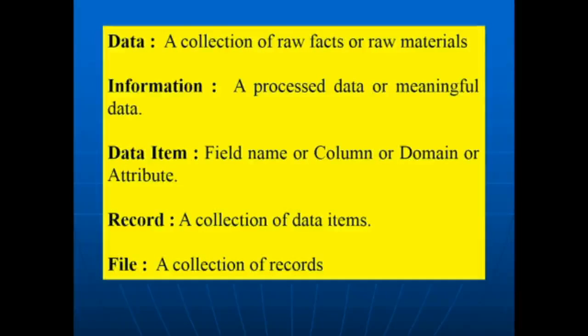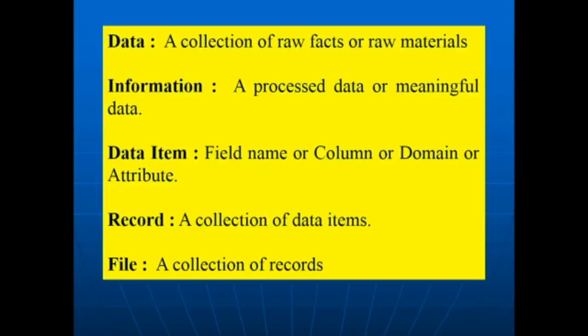Data is a collection of raw facts or materials. Once data is processed, the data will become meaningful data. That is going to be information. Then data item. Data item is a field name or column name or domain or attribute. For example, if you are taking student as an entity, what are the attributes of student? Roll number, name, these are all data items.